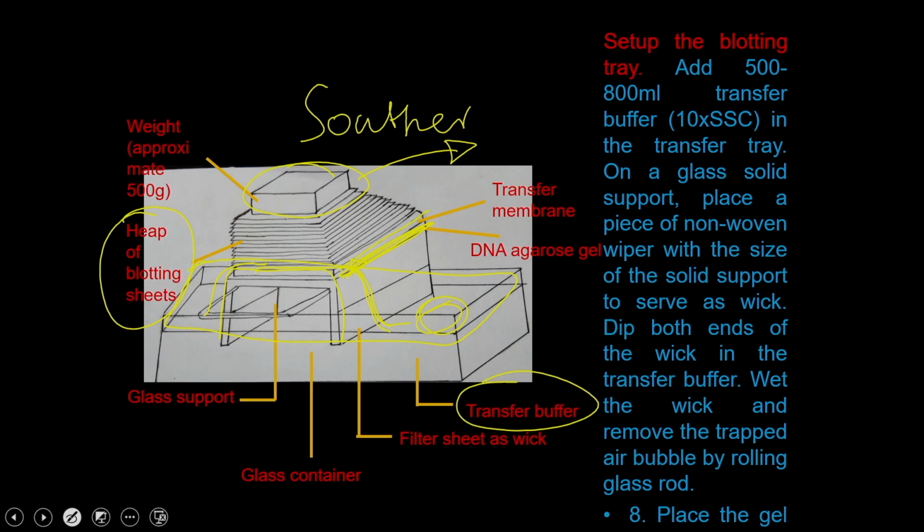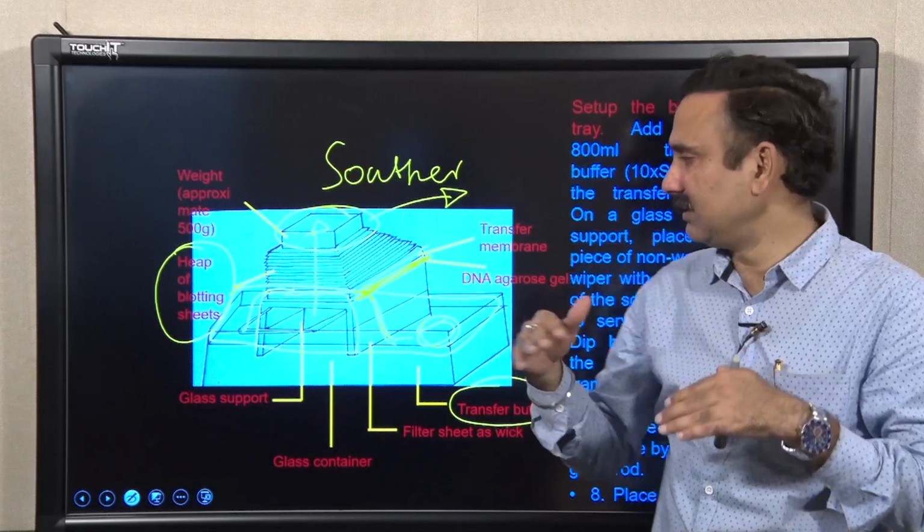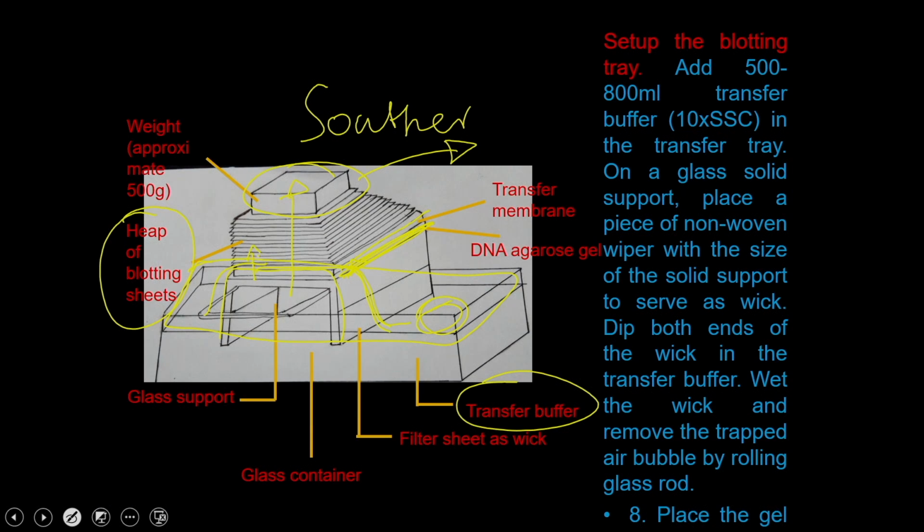So what will happen is the transfer buffer is going to be sucked up by the Whatman filter paper. It will pass through the agarose gel and then through the nitrocellulose membrane, and as a result there will be a current of water from bottom to top. Because of the current of water, and because DNA is soluble in water, the DNA will be transferred and will start running along with the water. So wherever the DNA is present, it will start running towards the upper side, towards the nitrocellulose membrane.